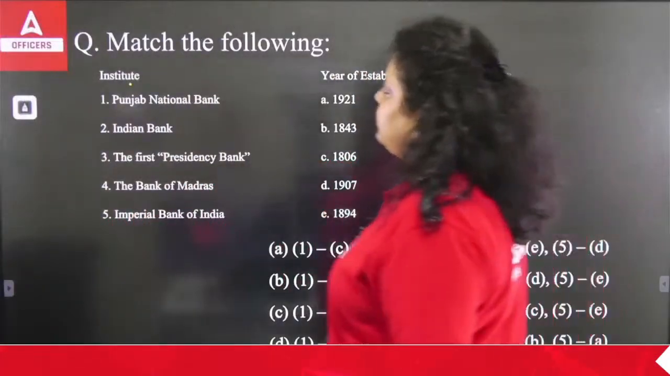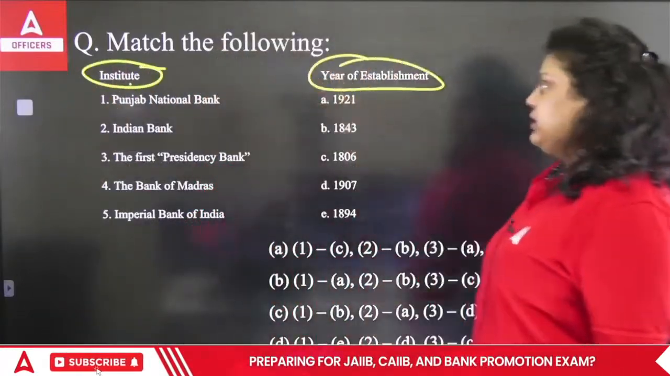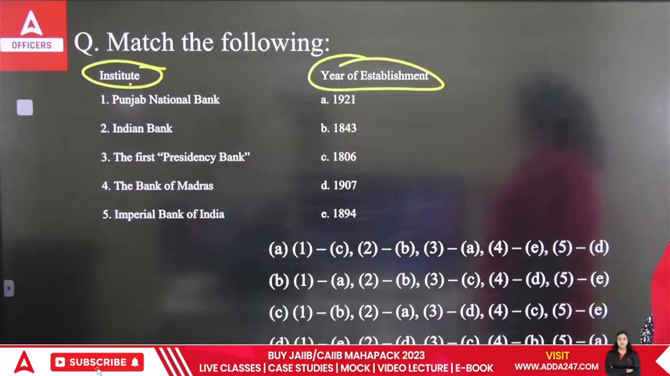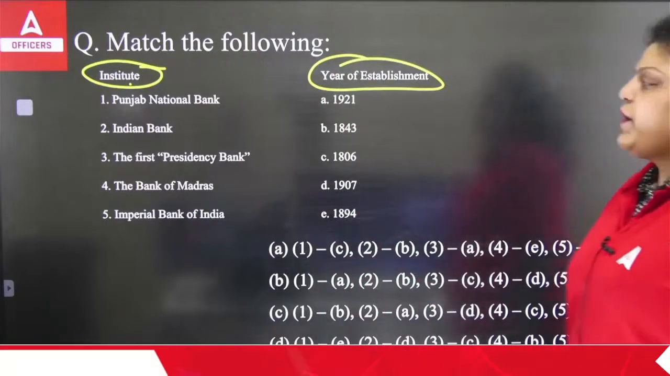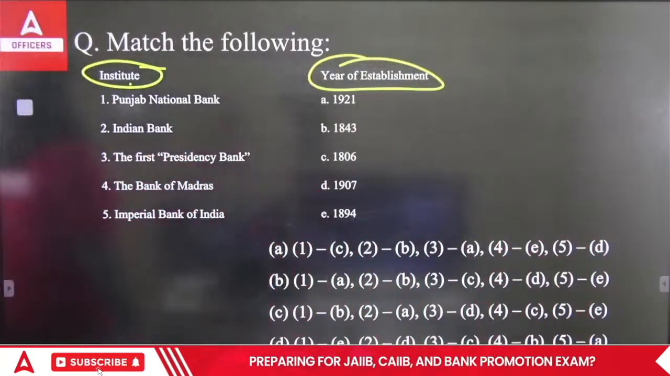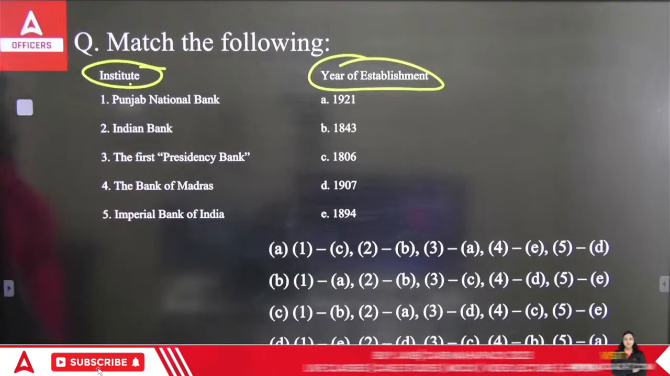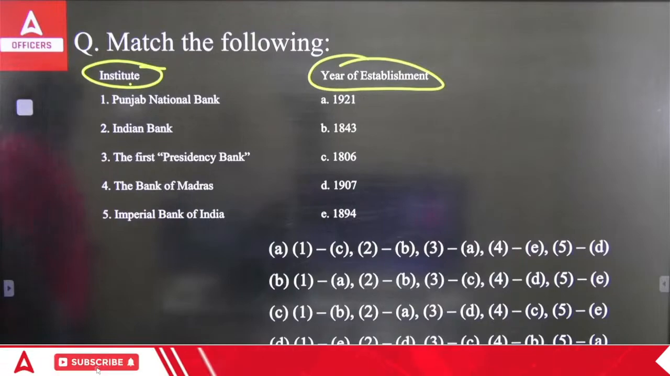Now, match the following in front of you. The question has given you the names of the banks, the name of the institute, and the year of establishment. Now you have to answer which of the following is the correct combination of establishment. If I talk about Punjab National Bank, Indian Bank, the First Presidency Bank, the Bank of Madras, and the Imperial Bank of India, you have to match their years.